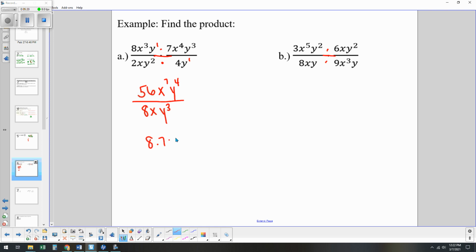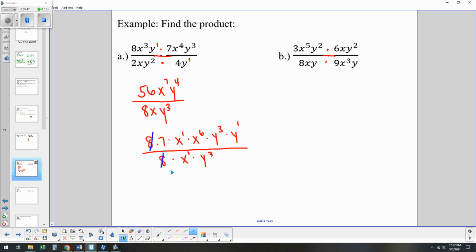X to the 7th is really x to the first times x to the 6th. And y to the 4th is really y to the 3rd times y to the 1. And on the bottom we have 8 times x times y to the 3rd. I chose these numbers up here because I was looking at the bottom, right? I knew 7 was here and 1 was here, so I broke this down so I'd have a 1 in it. I knew 3 was here, so I broke the 4 down so I'd have a 3 in it. And now let's start to cancel.